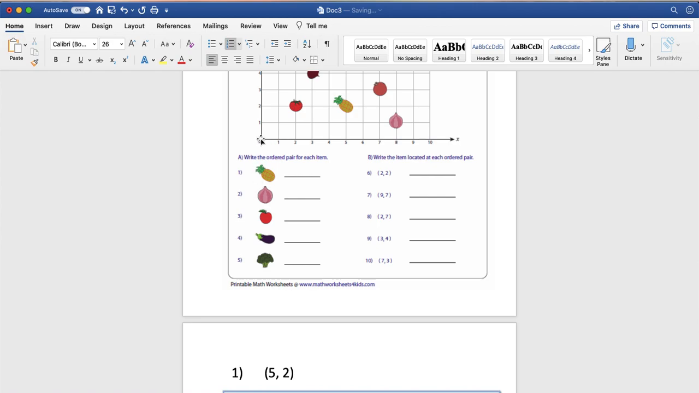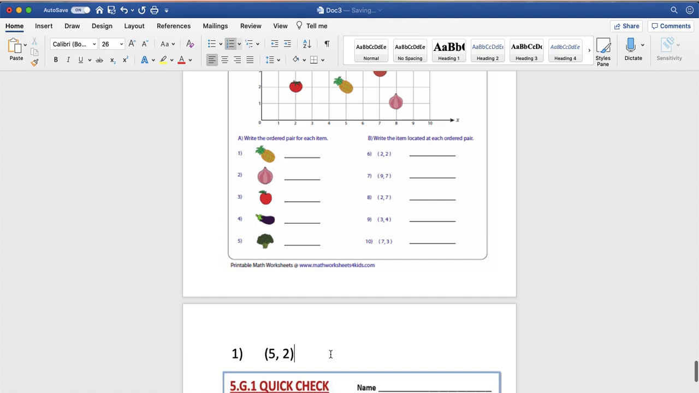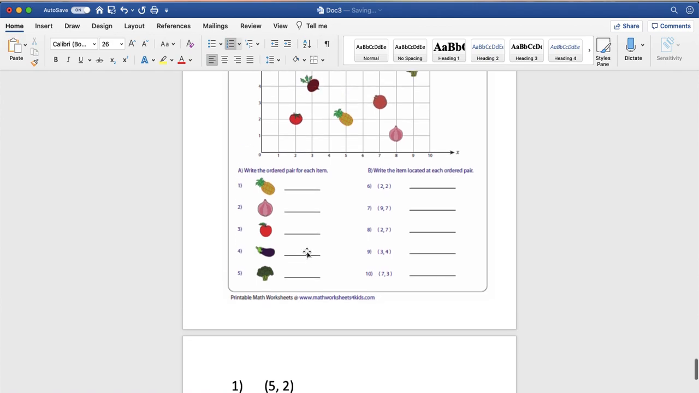So I just started from my origin, saw how far I needed to run: 1, 2, 3, 4, 5. Write my parentheses 5, separated by a comma. And then my next one is how high I needed to jump: 1, 2. Write my 2 and close my parentheses. We're going to do a lot of different examples just so that we can get more practice on this.